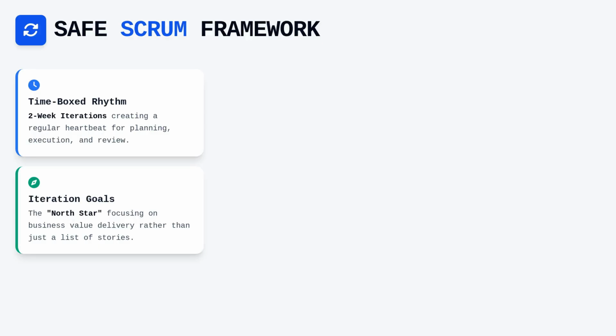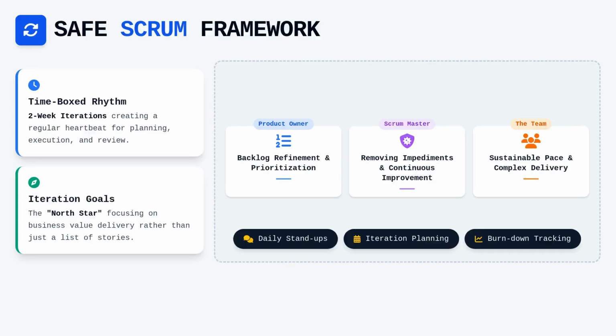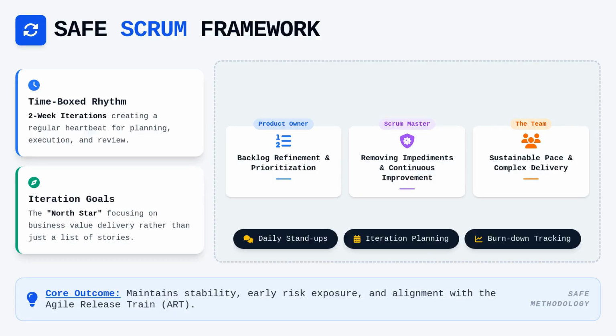The Scrum Master focuses on removing impediments and fostering an environment of continuous improvement, while the product owner ensures the backlog is correctly refined and prioritized. Through events like the daily stand-up and iteration planning, transparency is maintained and risks are exposed early. Progress is measured using burn-down charts, which track the remaining effort against the iteration timeline. This clear structure provides the stability required for teams to maintain a sustainable pace while delivering complex technical solutions.